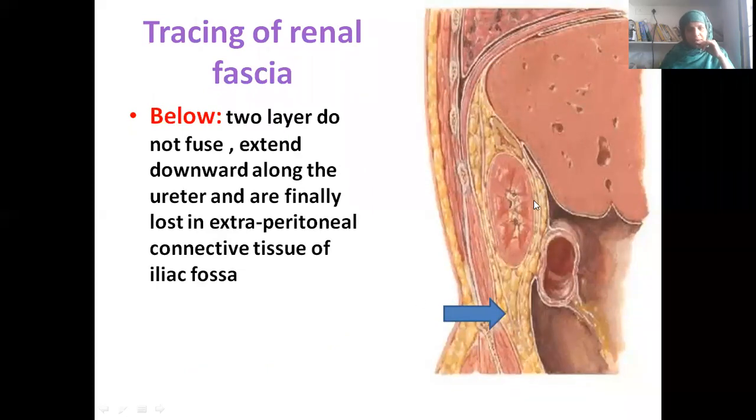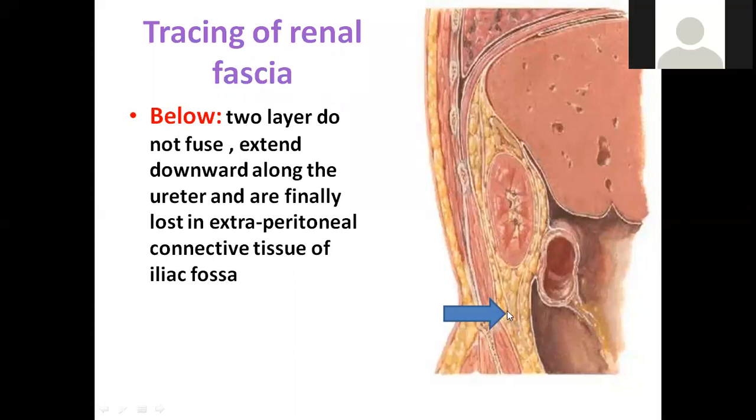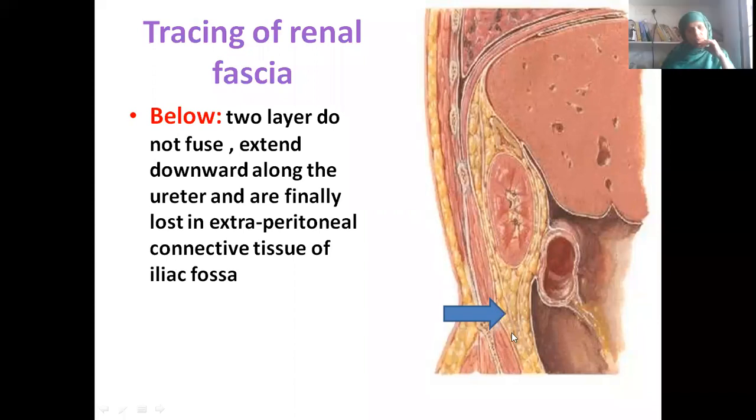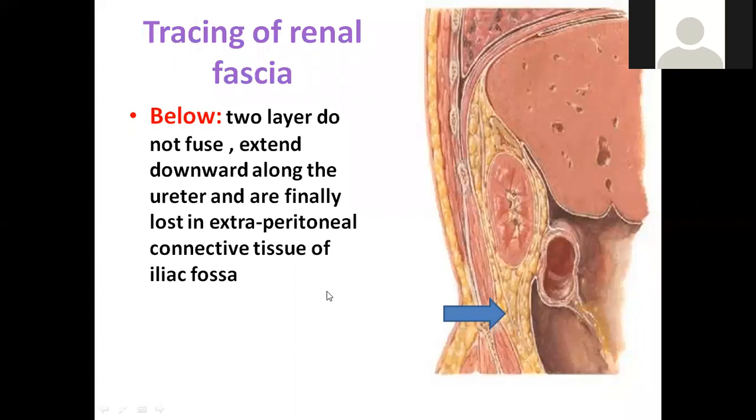Again, this is the anterior layer of renal fascia and this is the posterior layer of renal fascia. Below, the two layers are actually not fusing. They are just extending downwards. Here we will have the ureter, and they move along the ureter. They just disappear, lost in the extraperitoneal connective tissue in the iliac fossa. It goes down till the ilium bone. They are not fusing or enclosing anything. They are just disappearing. Okay, that is about the renal fascia.